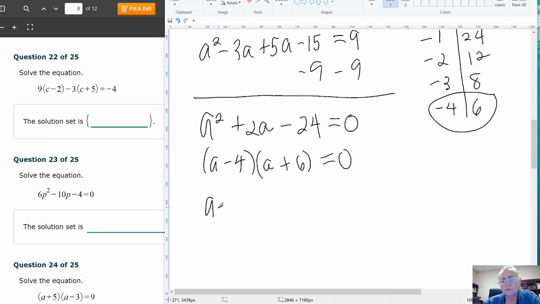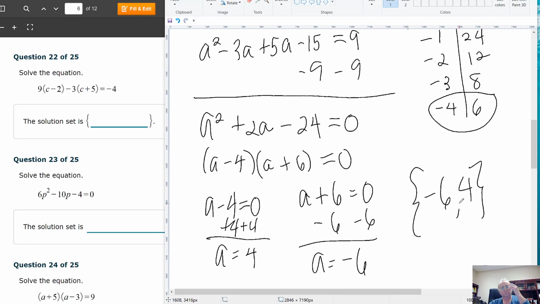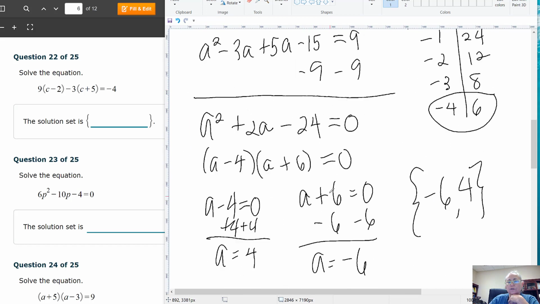A minus 4 times a plus 6 equals 0. Set each factor. A minus 4 is 0. A plus 6 is 0. Add 4. A is 4. Subtract 6. A is negative 6. Solution set, negative 6 and 4. So notice how we had to multiply out, move the 9 over, get it equal to 0 before we factor to find our answers.